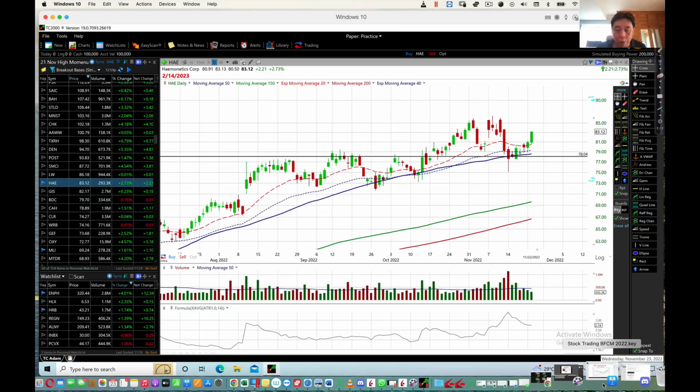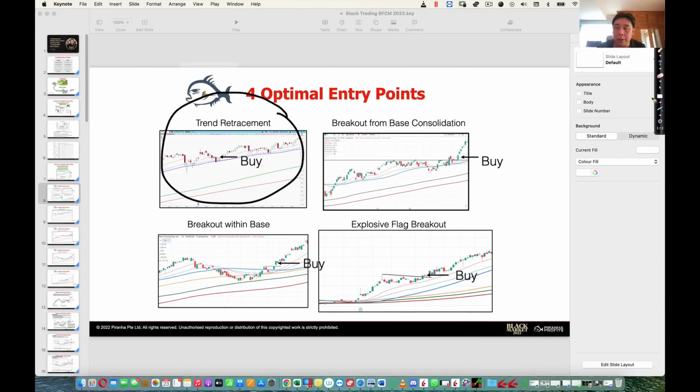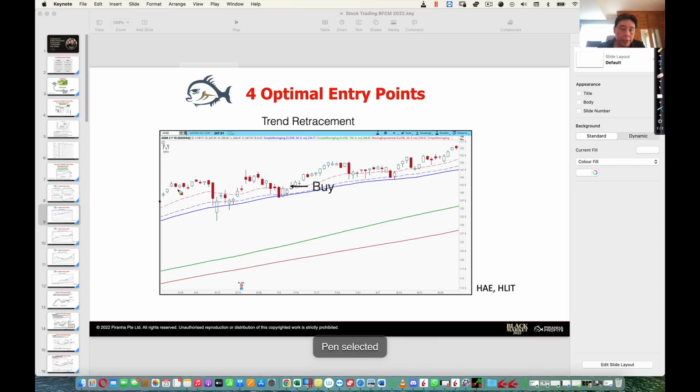This is not a breakout within base setup. This is actually a trend retracement setup, right? This pattern over here, check it out. It is this exact pattern where the price is bouncing off one of the key moving averages and bouncing off a strong level of support.